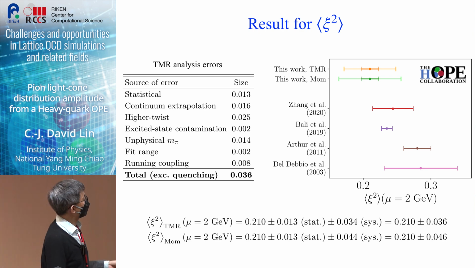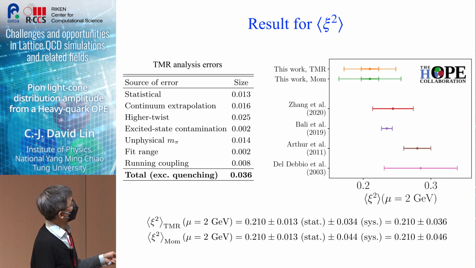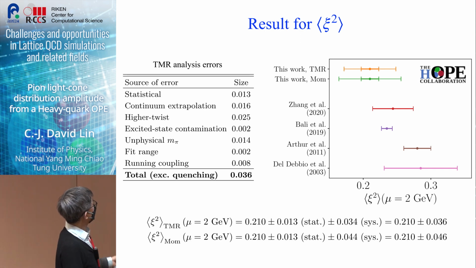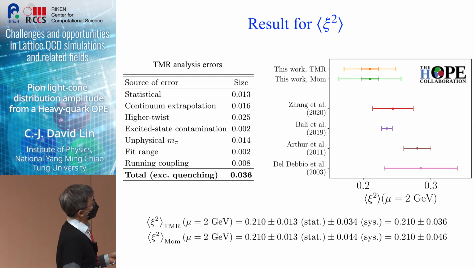Okay, so these are some recent previous determinations of this quantity, and our results are listed here. You can see that the TMR analysis gives us smaller systematic effects. And here's the list of the systematic errors that we estimated, and you can see that the dominating error comes from the higher twist effects.